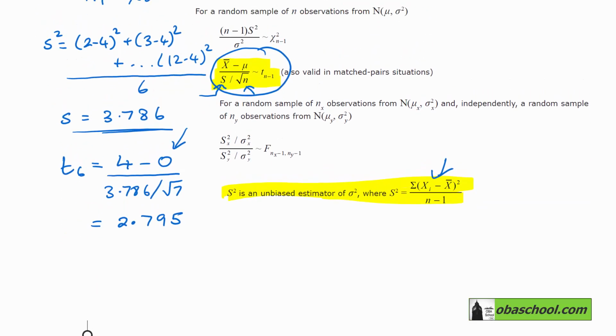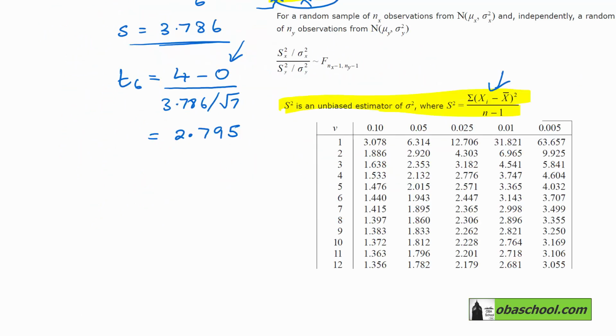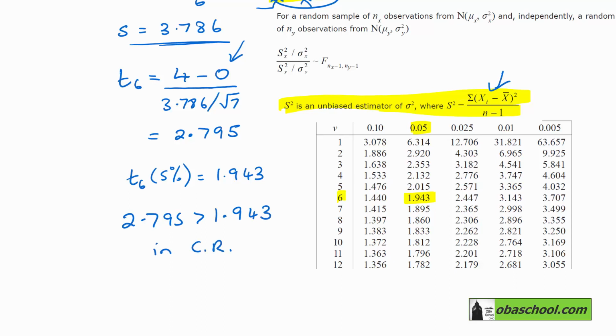We can then go to our tables. So we're wanting a T6 value for 5%. So we've got 5% here, 6 is here. This is our value. So T6 5% value, critical value, is 1.943. And we can see that 2.795 is greater than 1.943. And therefore we are in the critical region.